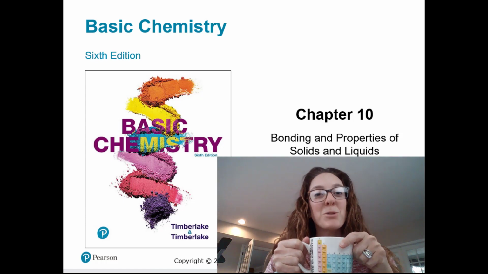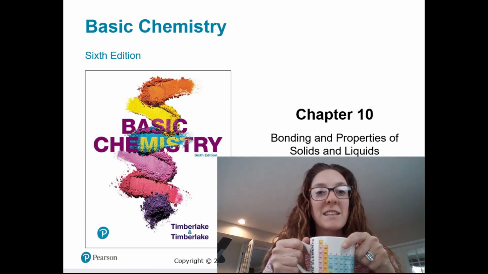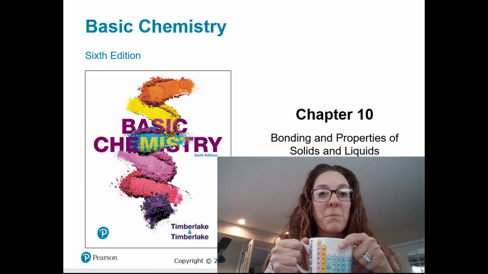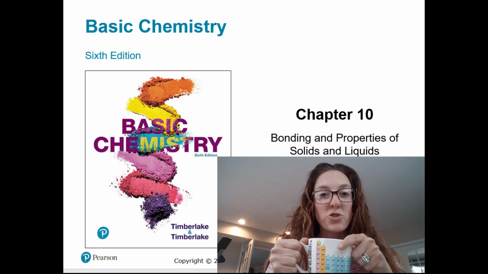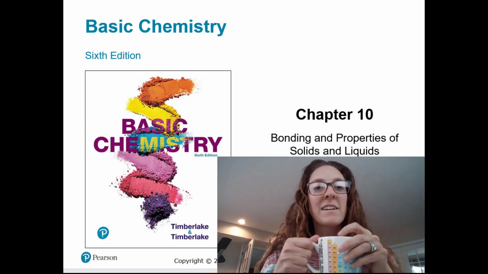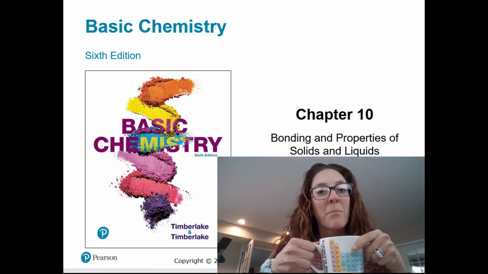We are looking at Chapter 10, and this is about bonding and properties of solids and liquids. We'll be investigating electronegativity, bond polarity, drawing Lewis structures to get an idea of the shape of different compounds, and looking at compounds that are polar and nonpolar.